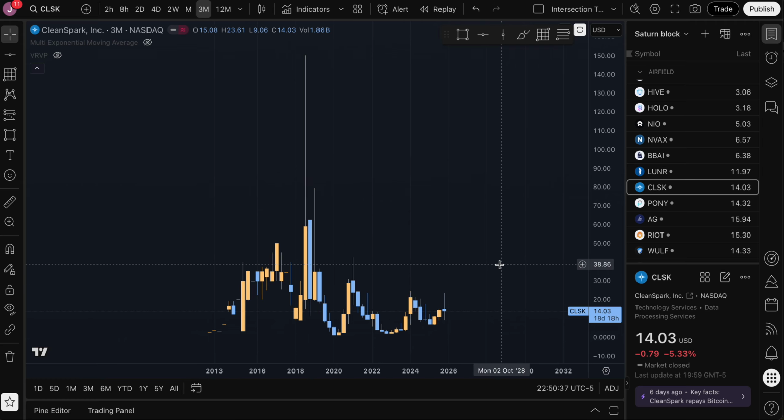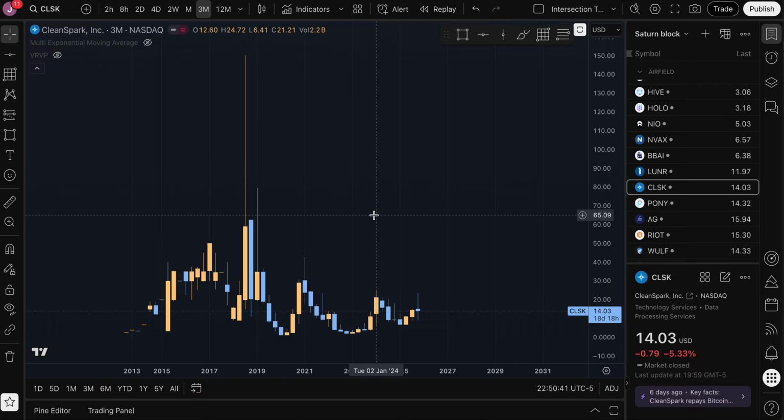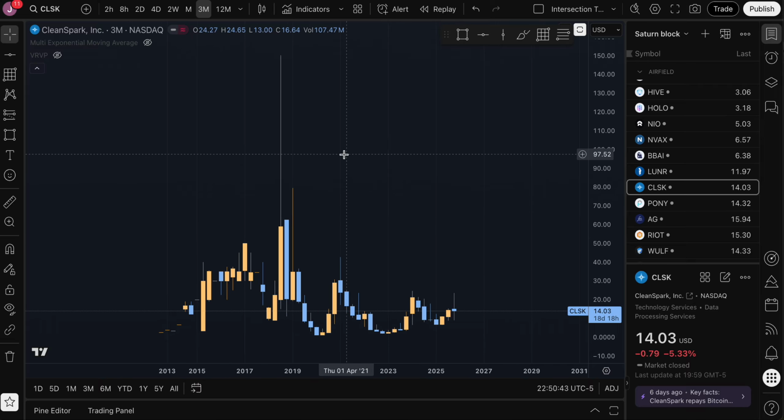Today we are looking at CleanSpark, CLSK, which is a crypto mining company, kind of like Mara.